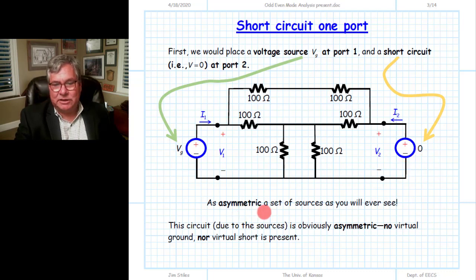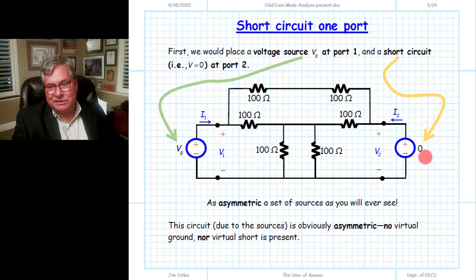Now, this is an asymmetric set of sources, as you'll ever see, of course. VG cannot be equal to 0, so they're not equal to each other. Certainly, they're not equal but opposite. They're not the same magnitude and 180 degrees out of phase. What we've done by putting a non-zero source VG here, and a zero source at this point, a short circuit, is we've destroyed the symmetry associated with the circuit. And from this, we no longer have a virtual open nor a virtual short along this plane of bilateral symmetry. In fact, there is no plane of bilateral symmetry anymore once we've connected these very asymmetric sources.